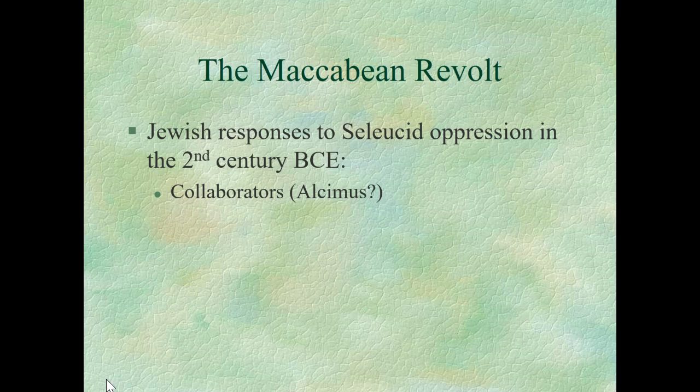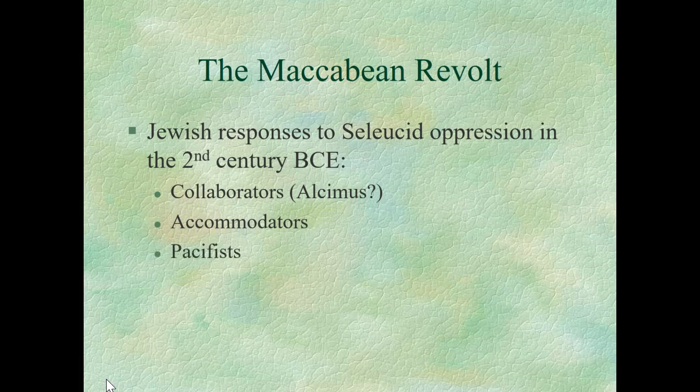So you are going to have collaborators, possibly someone like Alcimus, who is trying to get others to adopt Hellenism. You may have accommodators, in other words, people for whom it's not their preference to be ruled by the Seleucids, by someone like Antiochus, but they're just trying to live at peace, and they're trying to figure out what they can do and not cause any unnecessary offense. And so, as long as they feel like there's some way in which they can practice their faith and still make some accommodations to Antiochus, they're trying to do that.